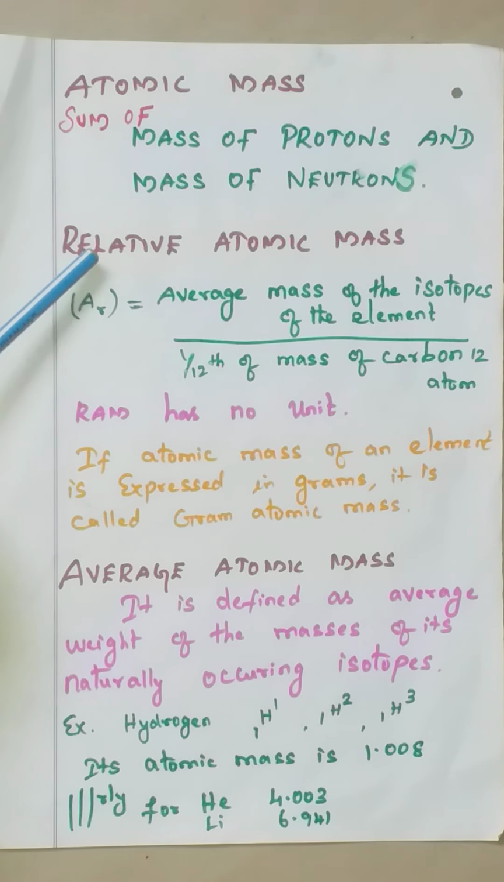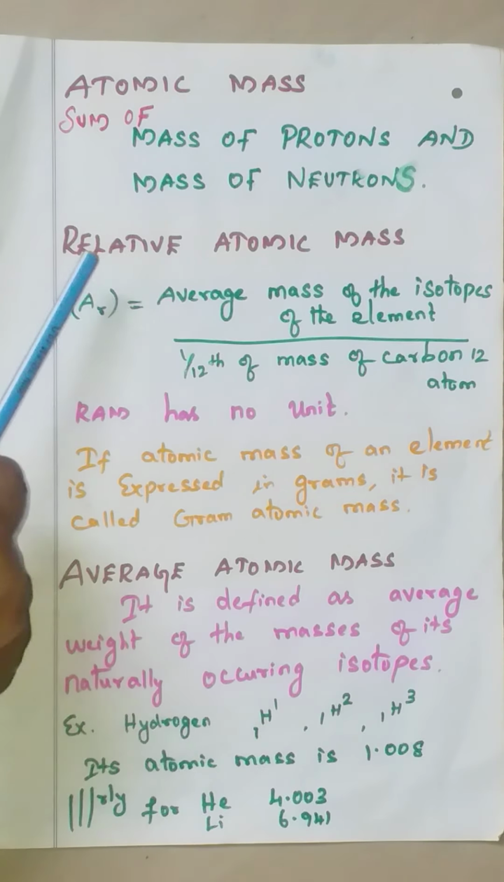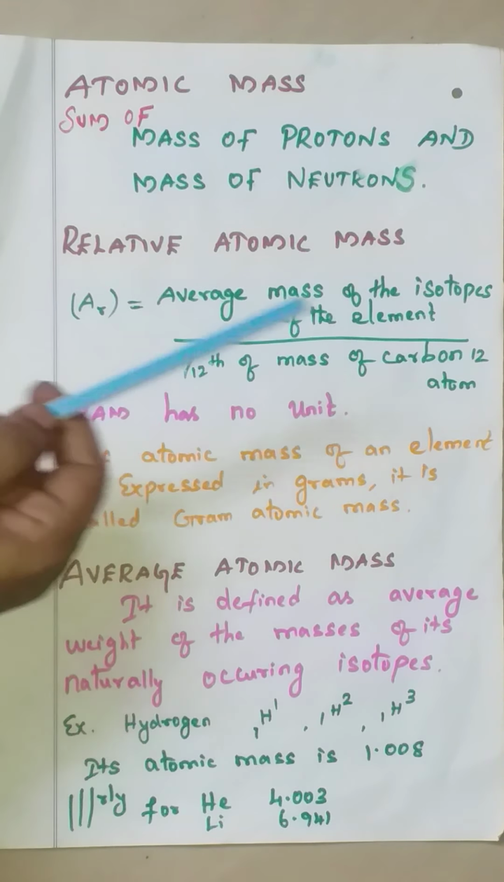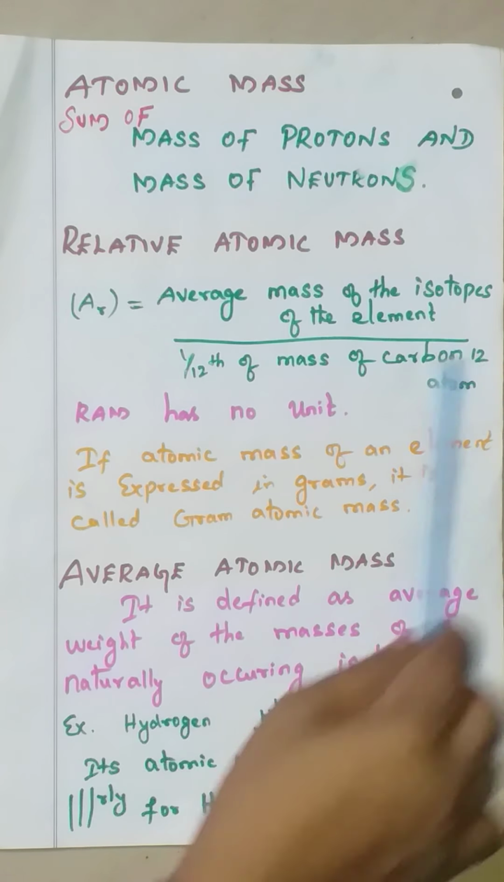Relative means we have to compare with another standard atomic mass. Here we are taking the standard atomic mass of carbon 12. We know the isotopes of carbon. The carbon atomic number is 6 and its mass number is 12, but C12 is there and C14 is also there. We have to take carbon 12 as the standard because in the atmosphere the carbon 12 isotope is present in the maximum amount. So for comparing the atomic mass of any element, we have to take the standard atom as the carbon 12 isotope.